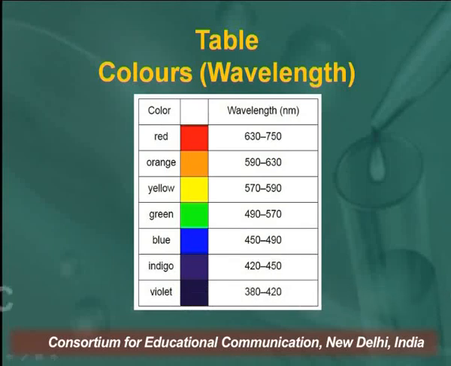Yellow color is 570 to 590 nanometer, and similarly you can see in the table green, blue, indigo and violet. So, there are certain wavelengths for each and every color. You can see the wavelengths lie between 300 to 800 nanometer in the visible region.